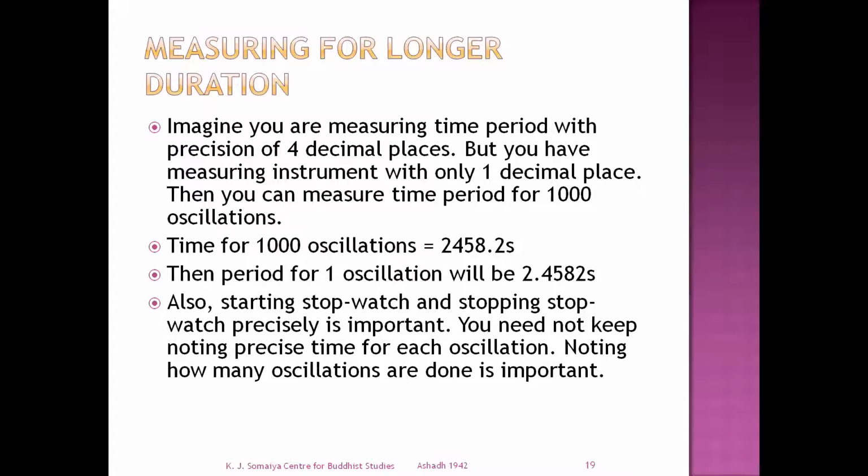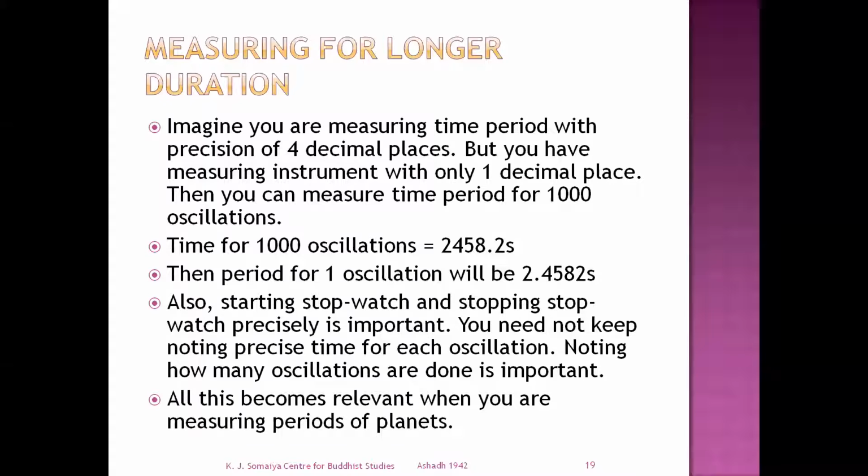In order to make precise oscillations in a physics laboratory, people use a telescope to precisely see how that pointer is moving. But in between oscillations, you need not bother. As long as you are only counting, that is sufficient. Now, that is where this becomes relevant when you start measuring periods of planets.